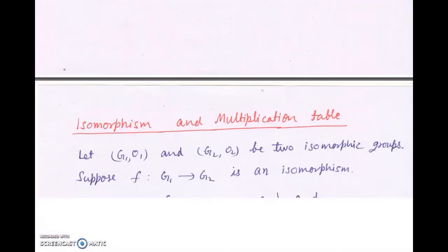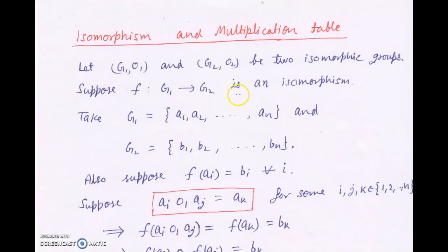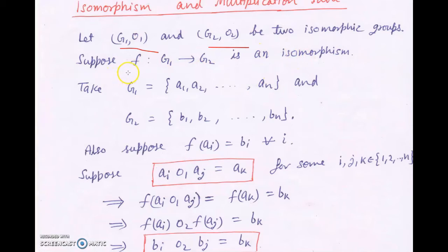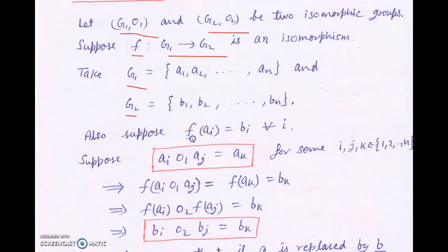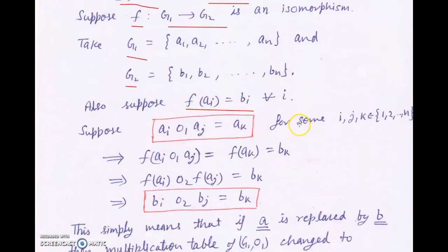Okay. Now let us see the relation between isomorphism and multiplication table. Suppose (G1, O1) is a group and (G2, O2) is another group. Suppose these are two isomorphic groups. So there is a map F from G1 to G2. Let us think of finite groups so that we can easily understand it in terms of multiplication table. So take G1 to be the group {A1, A2, ..., An} and G2 to be another group {B1, B2, ..., Bn}, and suppose the map F is F of Ai equal to Bi for all i.